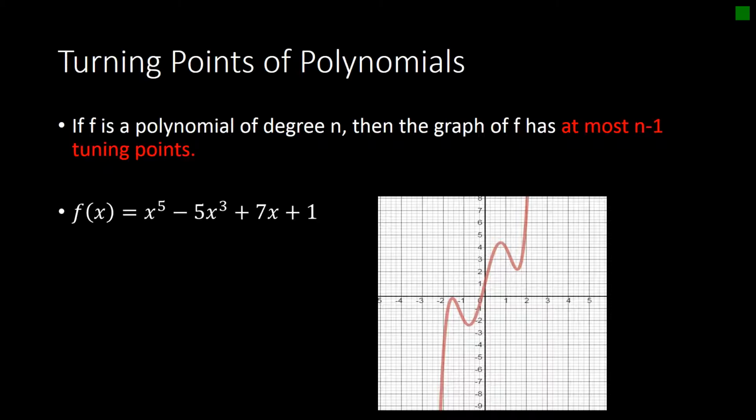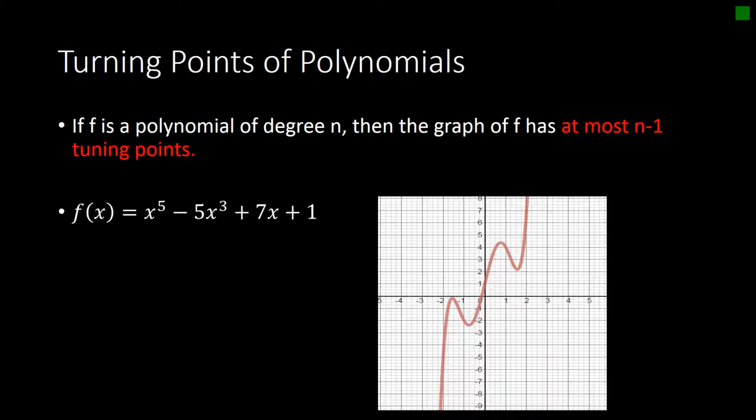Turning points of polynomials. This can be a good way to check your graph. It says if f is a polynomial of degree n, then the graph has at most n minus 1 turning points. So at most n minus 1 turning points means the most you can have is n minus 1, but you can have less than that. So it's not a definite, but it does tell you at most how many you can have.